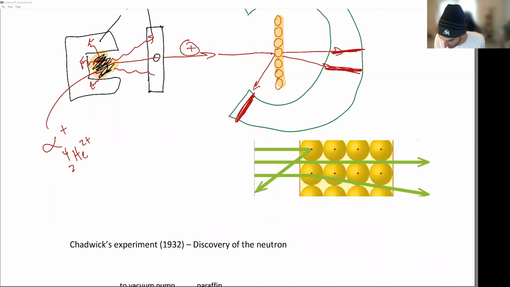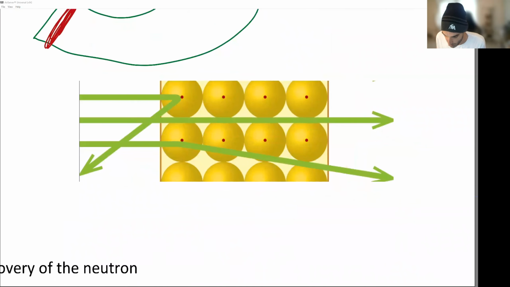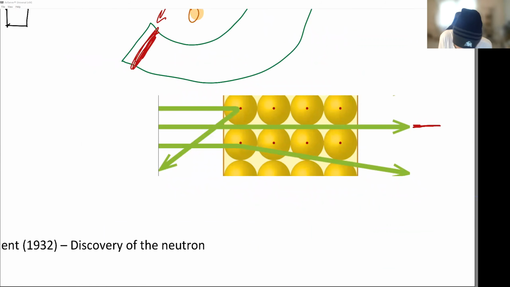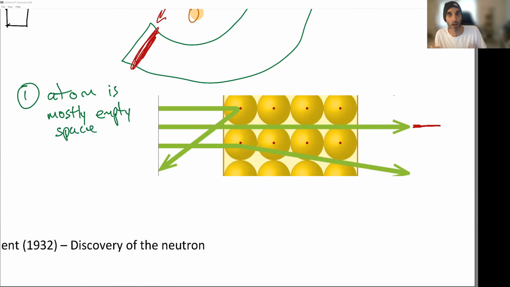So let's focus on this little bit here. The ones that went right through are the most important one in setting a precedent here. It indicates that, one, an atom is mostly empty space. Well, it is, of course, coupled together with everything else. And so after doing more research, this is what we found.